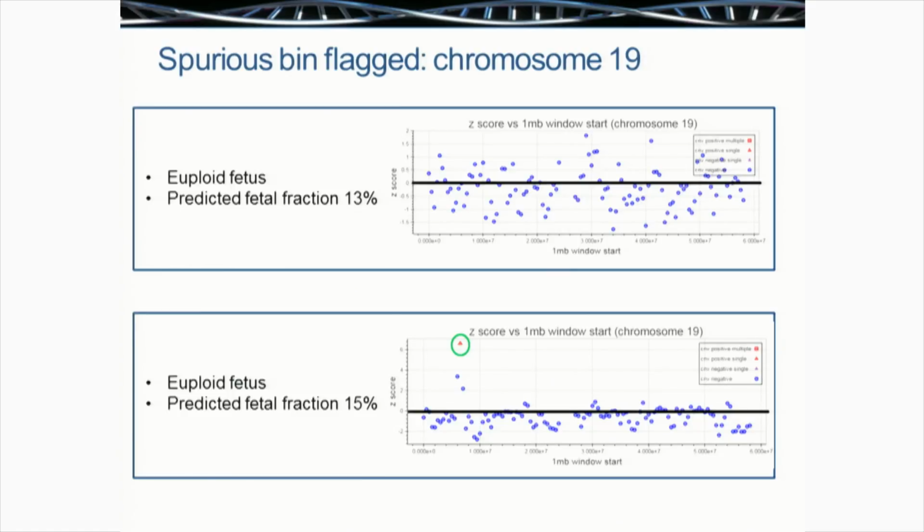Sometimes we see bins that are flagged, they have a Z-score above 4, that don't correspond to an aneuploidy. So this is a euploid fetus that had nothing on chromosome 19, no flagged bins. This is another euploid fetus that had a single flagged bin. So that's when it gets the red triangle. So that's telling us that we had just one single large bin in isolation that was above a Z-score of 4. So is this an analytically real event?